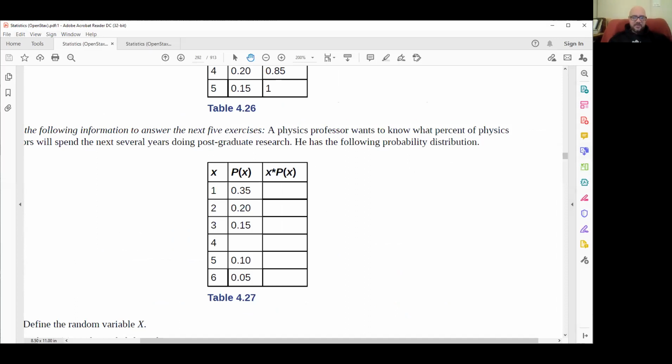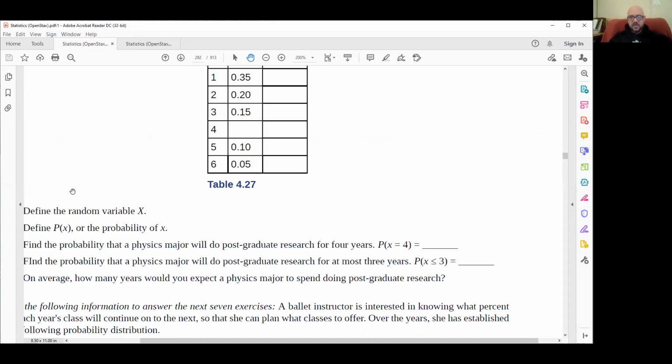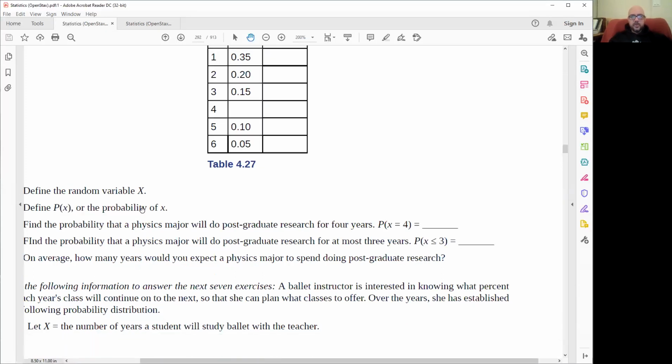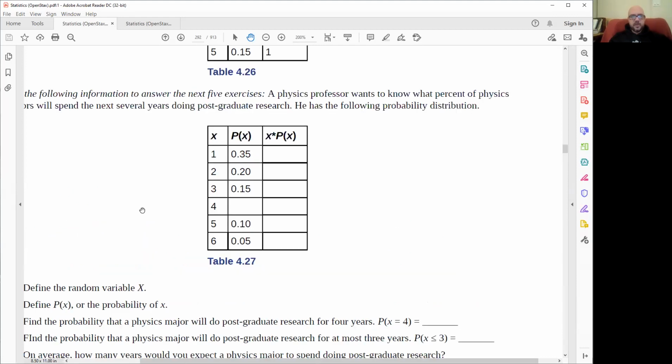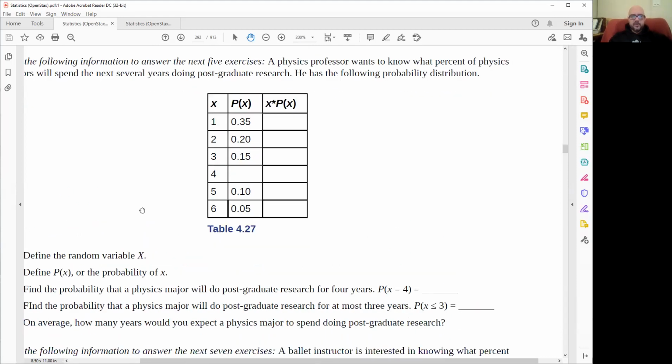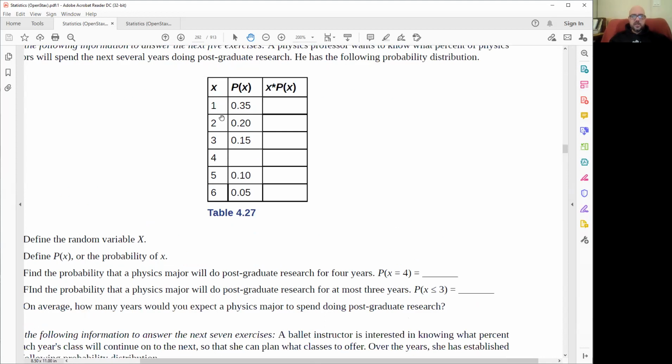Okay. All right. So define the random variable X. My definition is that X is the number of years that a randomly selected graduate student will spend doing postgraduate research. So that's right. Number of years. So I think X is the number of years a randomly selected postgraduate researcher will spend doing postgrad research. Define P of X, or the probability of X.